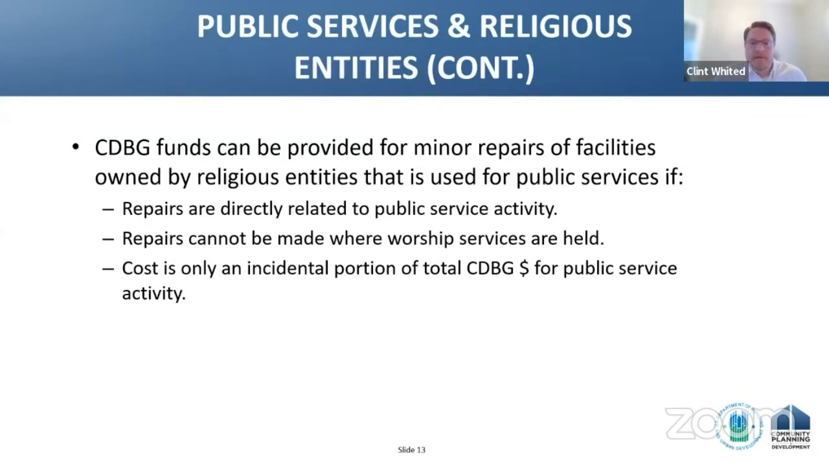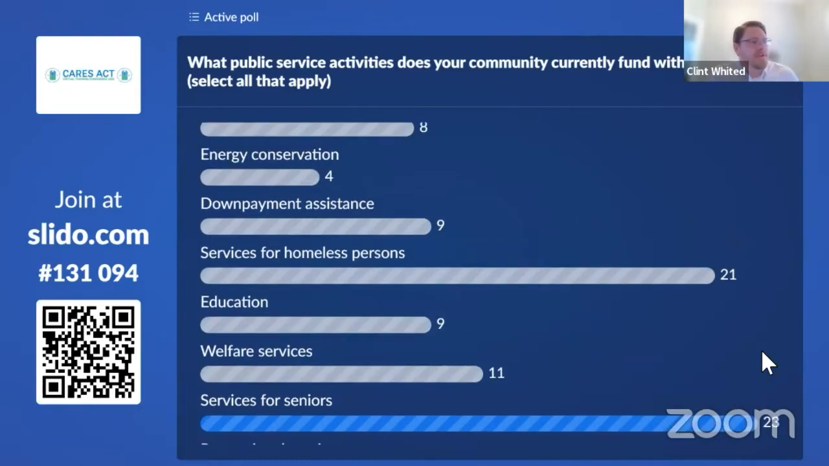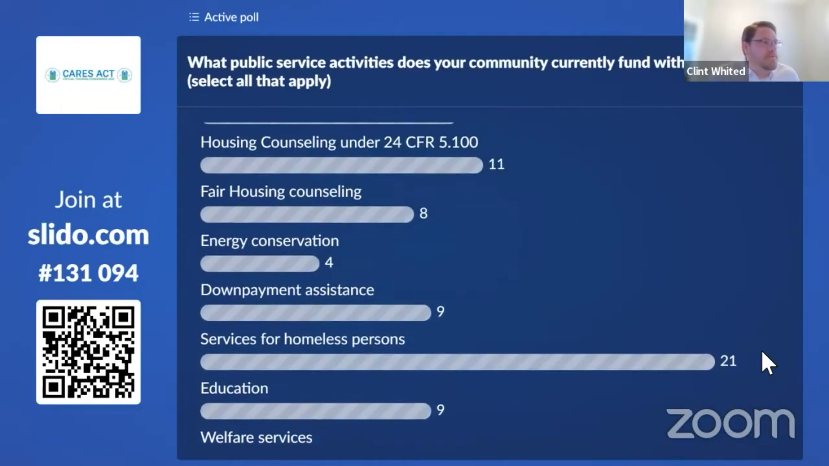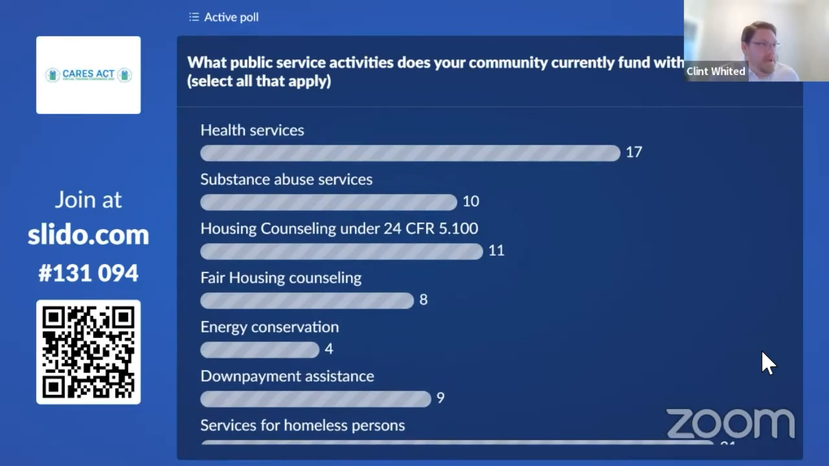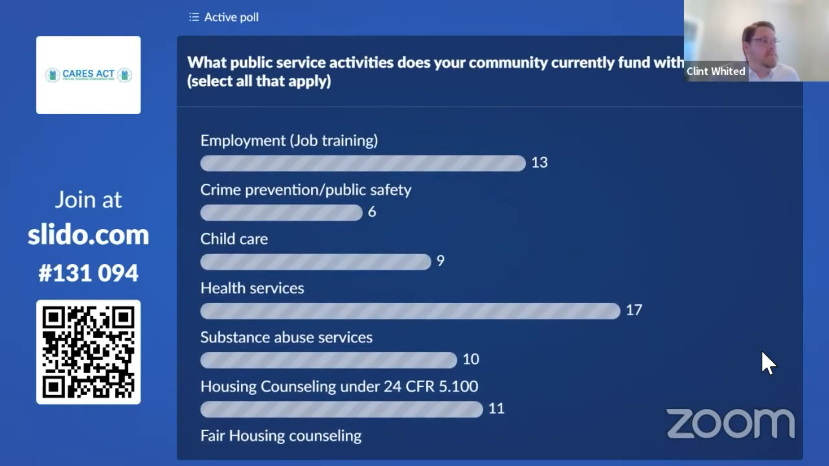All right, so with that, I'm going to turn to our team over at Slido and ask them to present on screen the results of poll question number 1. Let's take a look. So our participants today are mostly, it looks like we've got 23 for senior services, 21 for homeless services, housing counseling, health services, childcare. So we've got a good variety here, employment and job training.